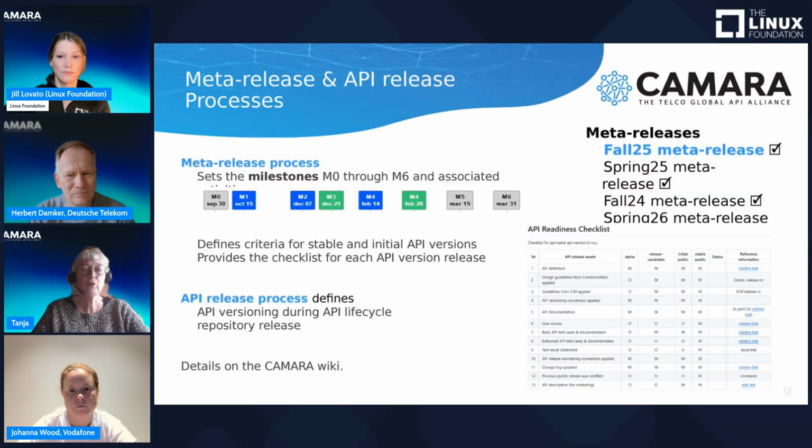So then on the processes which are defined by the CAMARA group, we have both a meta release process as well as API release processes. So the meta release process sets the milestones for the overall meta release, so this whole set of APIs and the commonalities in ICM. You see the blue ones here are the milestones for the commonalities and the identity and consent management deliverables. The green ones are for the APIs that are relying on those.